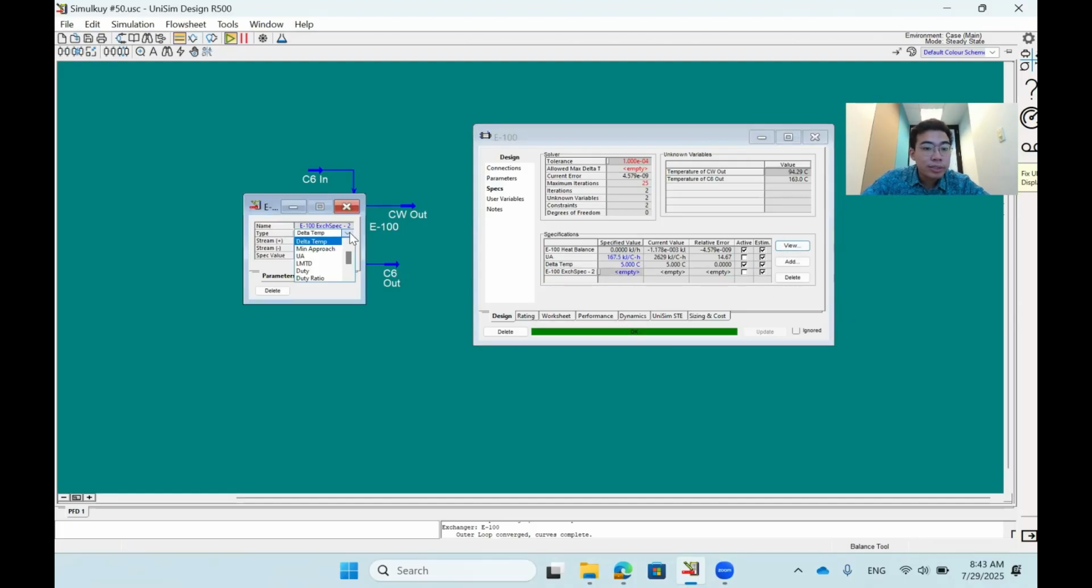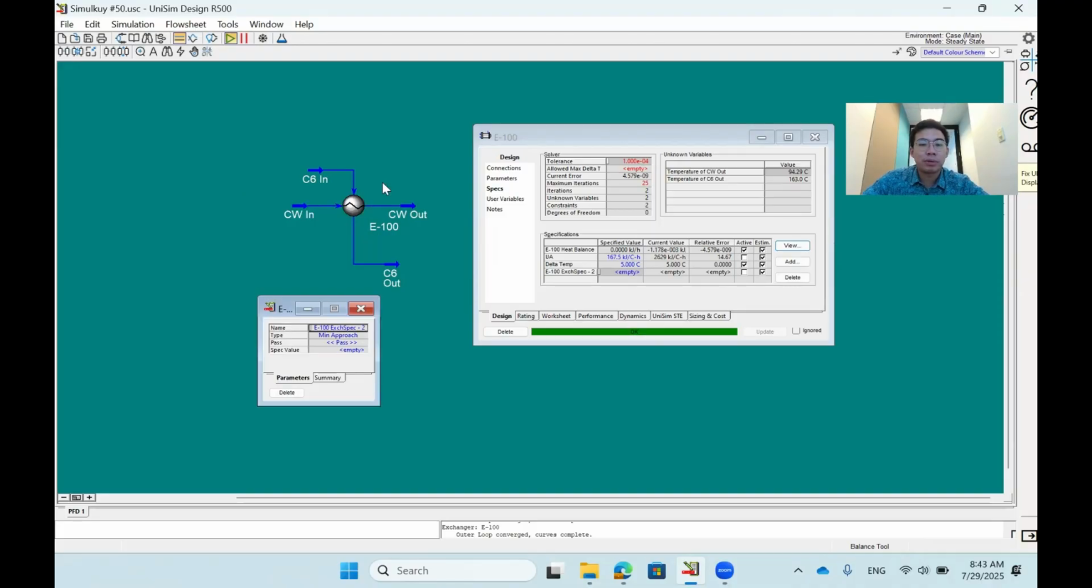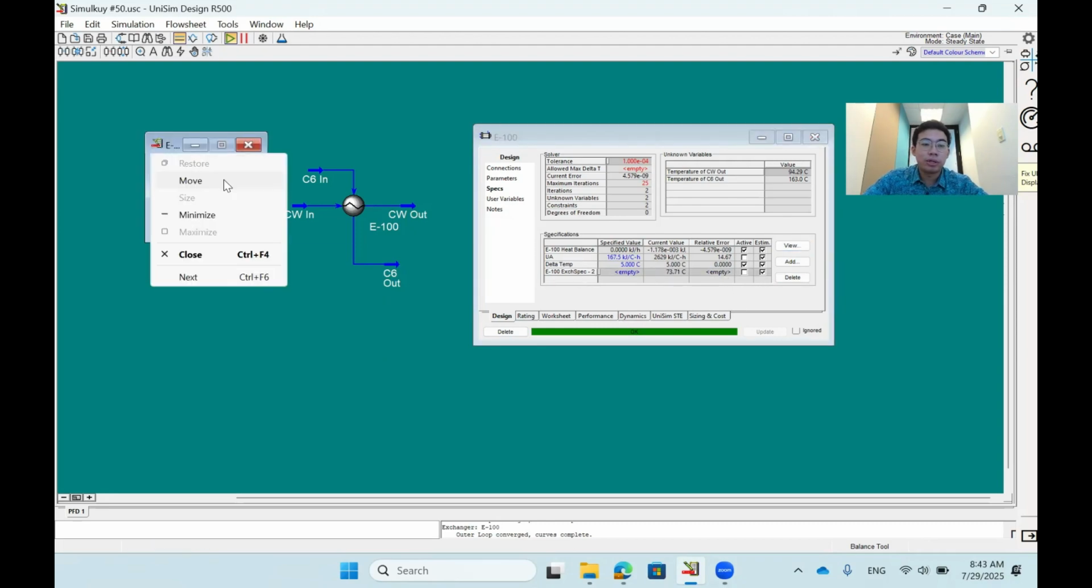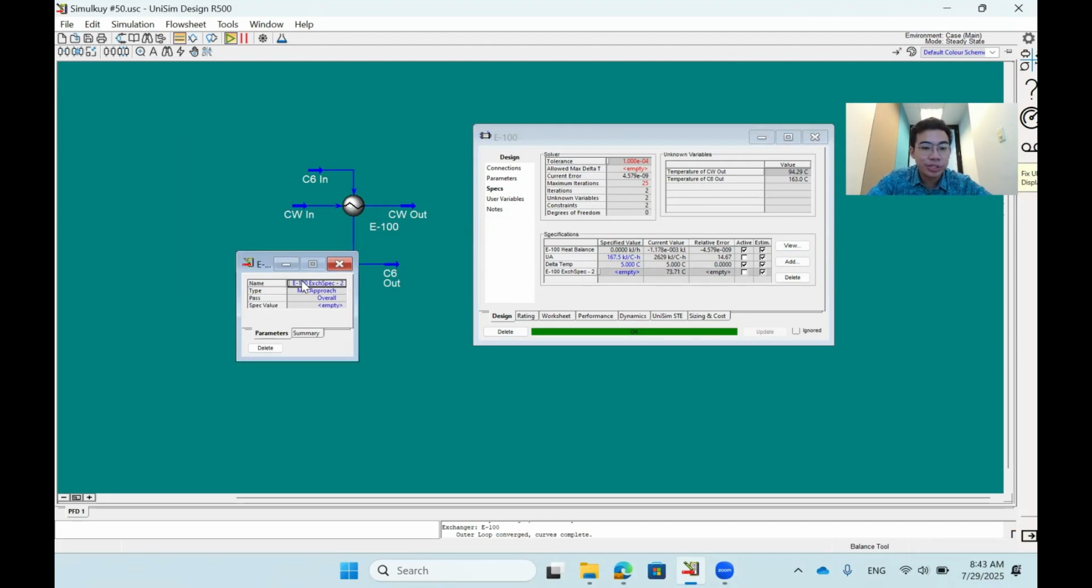Okay, the next one is minimum approach. For the one pass exchanger, we only have overall. So now, what is the minimum approach? I will show you during the demonstration.